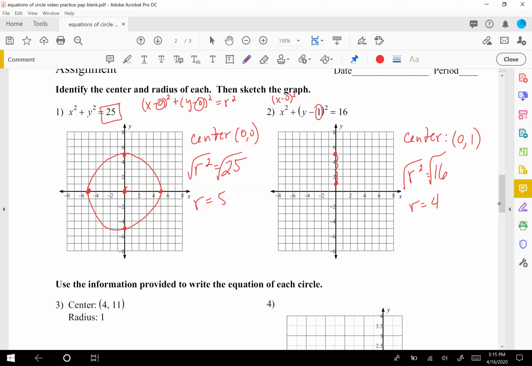1, 2, 3, 4. Go down 1, 2, 3, 4. And to the left 1, 2, 3, 4. And then just draw from there. Okay, and like I said, we can do a more precise graph if you want to actually calculate a bunch of different right triangles that have a hypotenuse of 4, but it's not necessary right now. Okay, next thing.